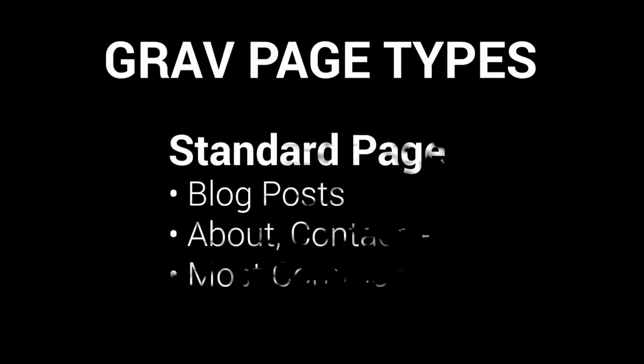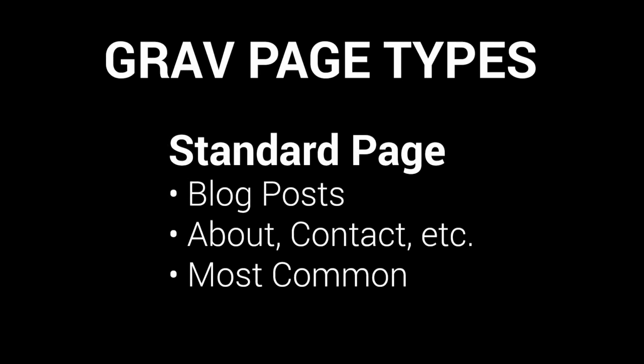Let's start by taking a look at the different types of pages you can create for your Grav site. The first is a standard page. This is the most common type of page, consisting of a single markdown file and any associated images.